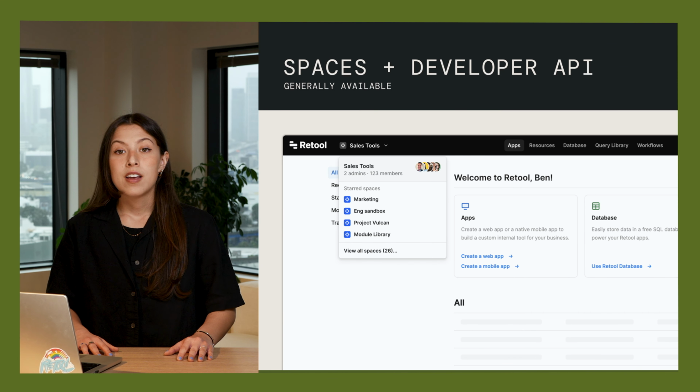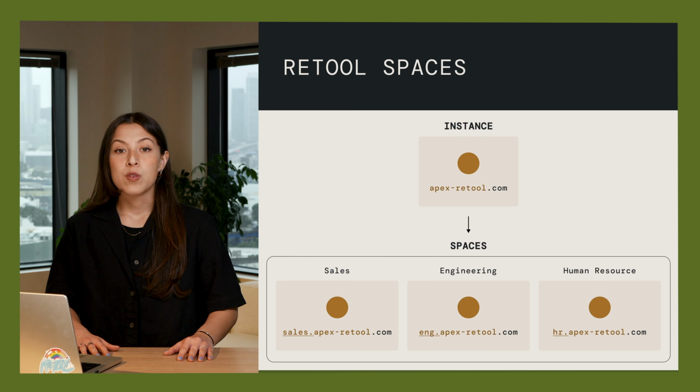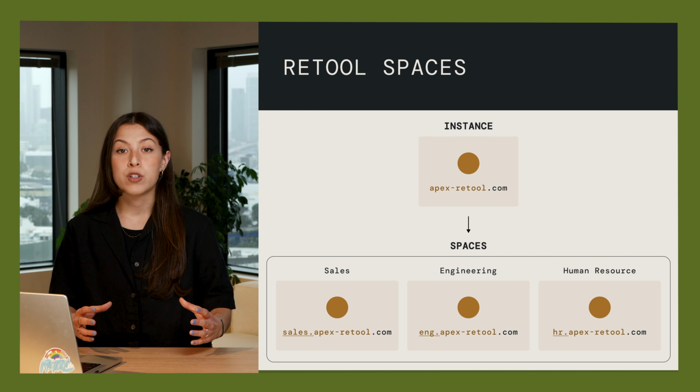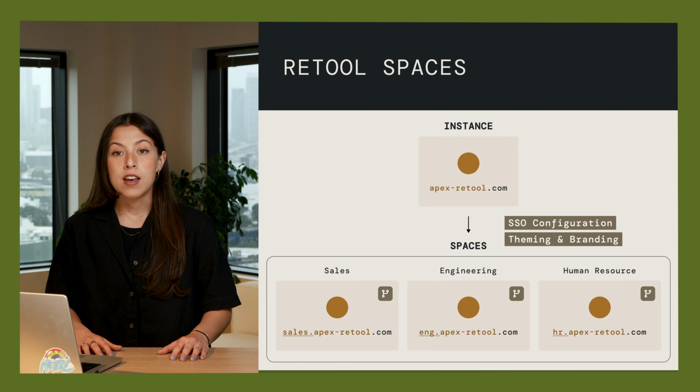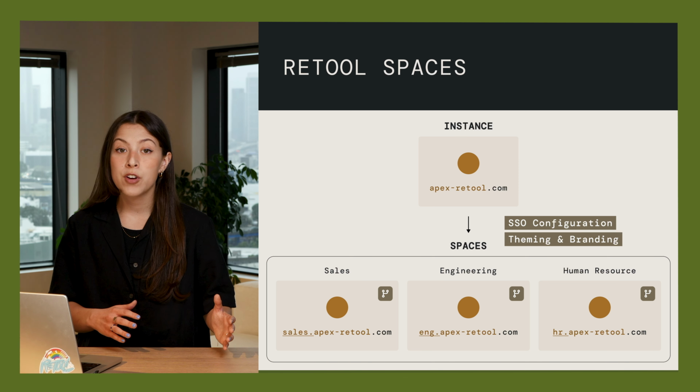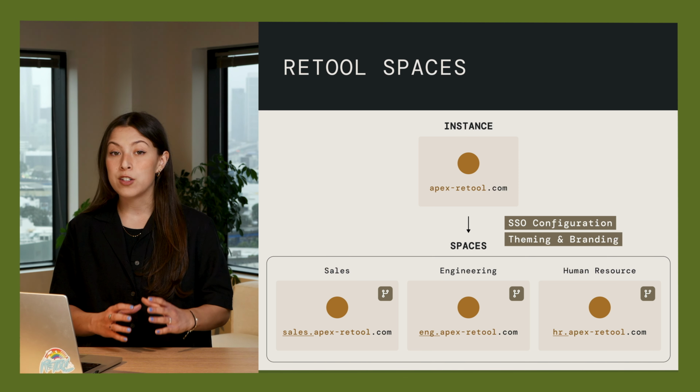To solve for this need, allowing for distributed building with centralized governance, we are excited to promote both Spaces and the Developer API to GA. Spaces are isolated Retool development environments for different teams or projects on top of shared underlying infrastructure. For example, if my Retool organization is hosted at apexretool.com, my child spaces then exist on the same infrastructure under subdomains for each team. You can think of Spaces as giving you a truly multi-tenant platform, with the option to share elements like apps and configurations like source control, or scope them to each space.